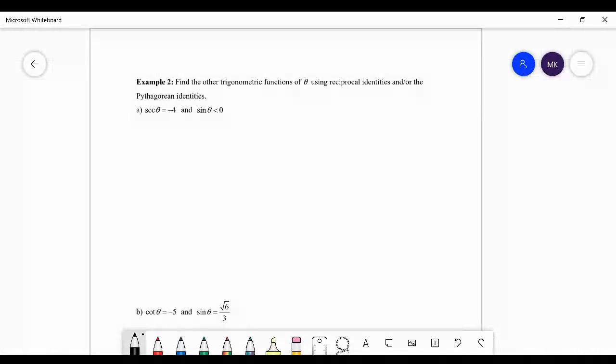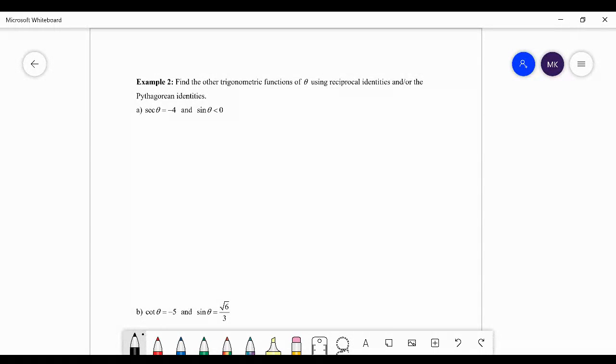Let's find all of the other trig functions of theta using the reciprocal identity and or the Pythagorean identity, all the things that we've talked about so far in this class. Given the fact that we know that secant theta is -4 and sine theta is negative. So you may ask, why do I care if sine theta is negative? You'll see in just a minute, okay?